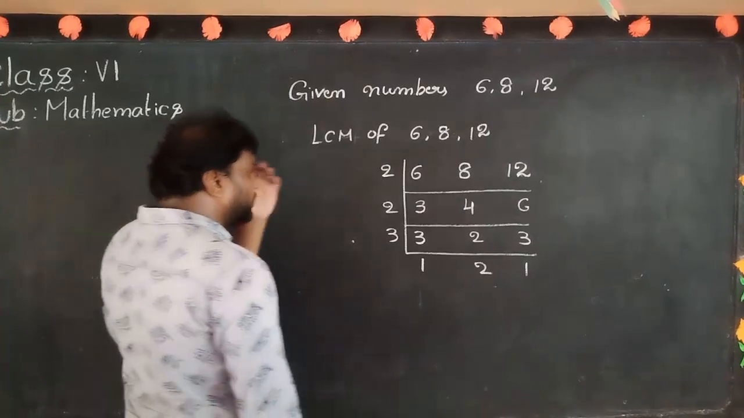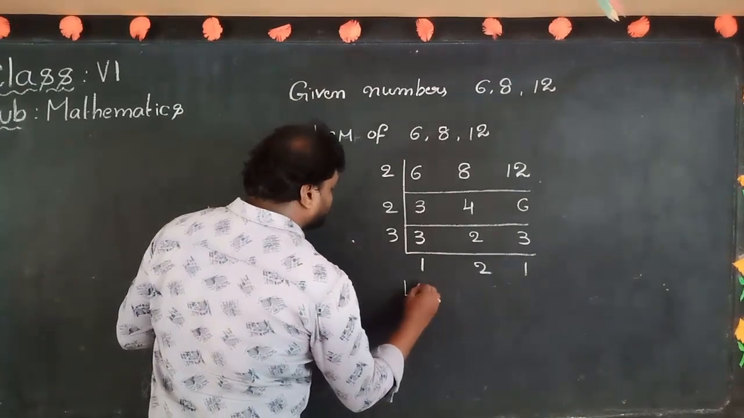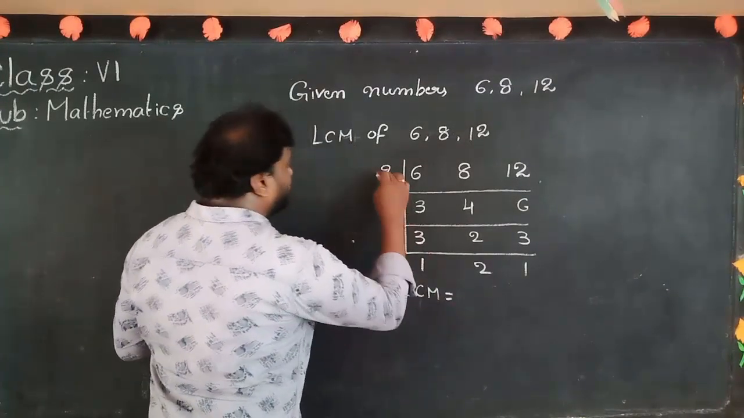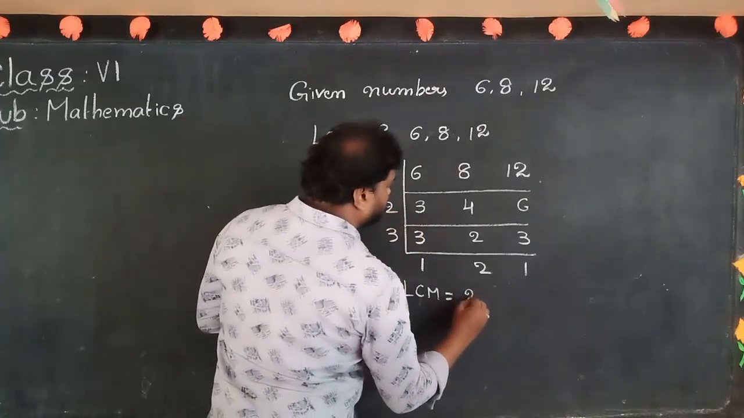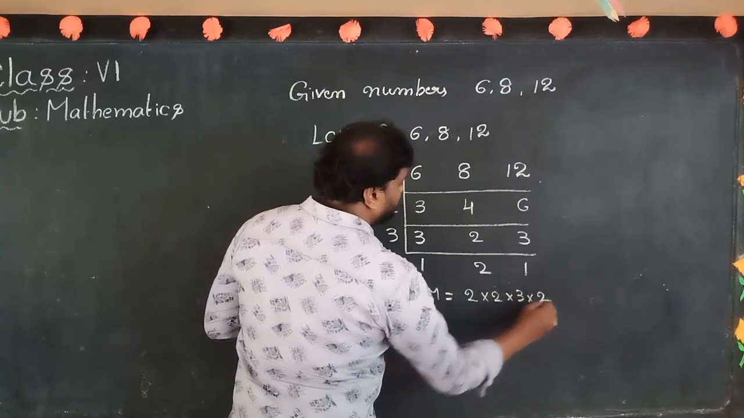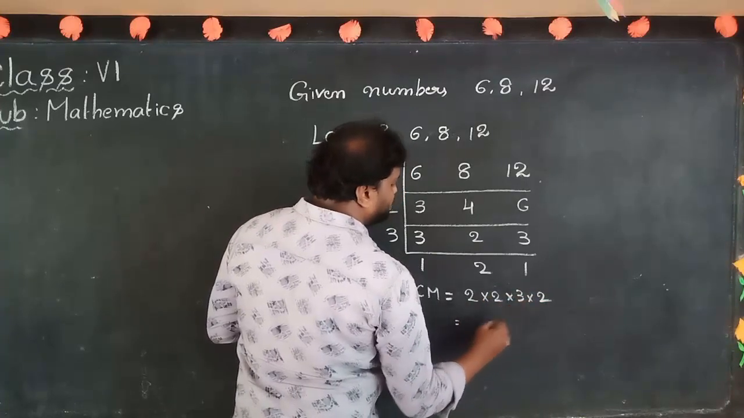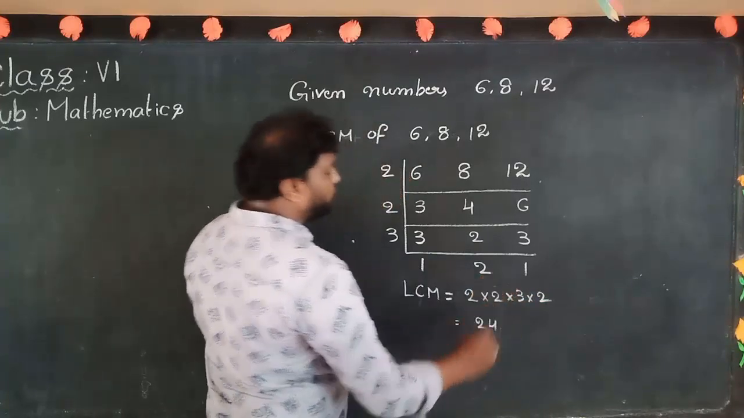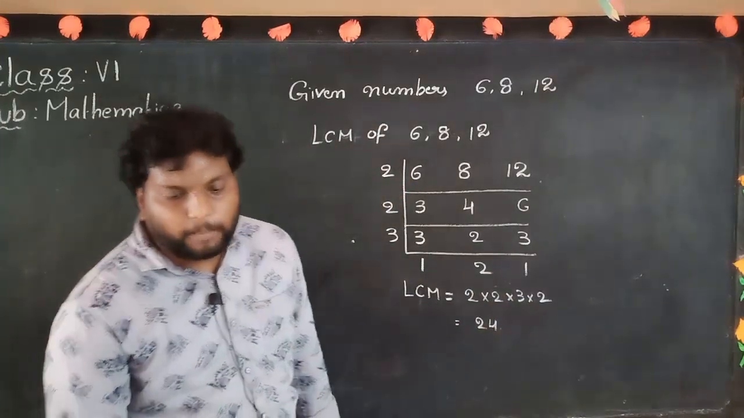Then the LCM is equal to 2 into 2 into 3 into 2. Then we'll get 2 2s are 4, 4 3s are 12, 12 2s are 24. 24 is the LCM. But what is the problem?